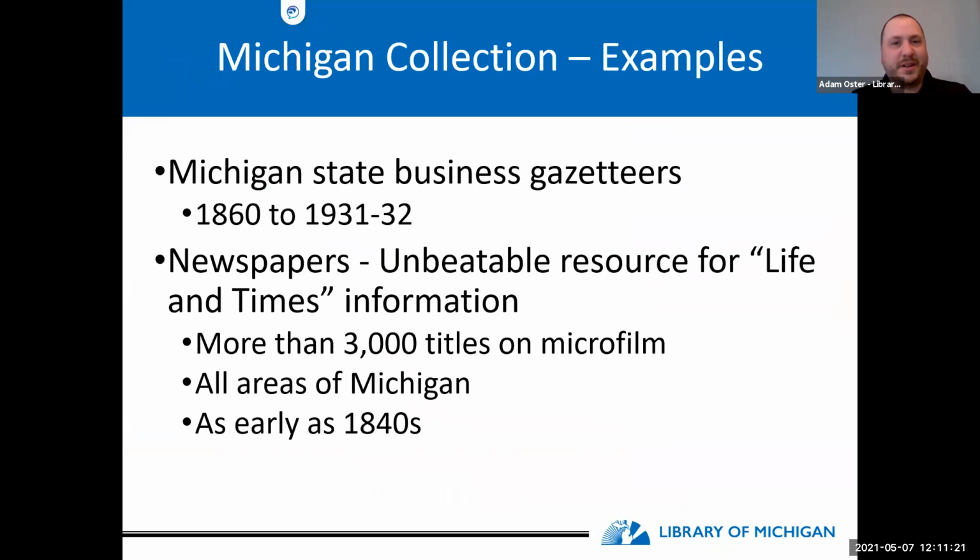Some other different examples of what we have: different state business gazetteers that go from the 1860s up until the 1930s, and newspapers, 3,000 titles that are on microfilm. Just anything and everything that you can find that gives that life and times information and localities of all areas of Michigan. It goes back to the 1840s.